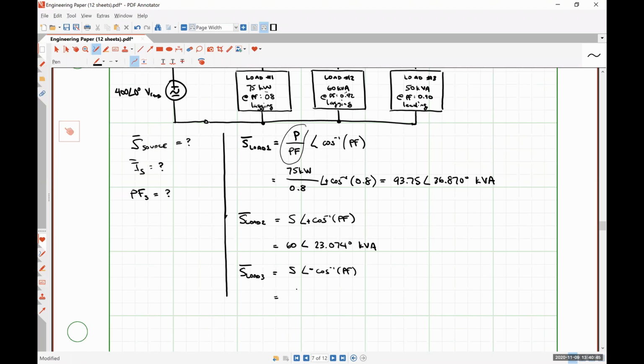So in this case, that's going to be 50 with an angle of negative 25.842 degrees kVA.